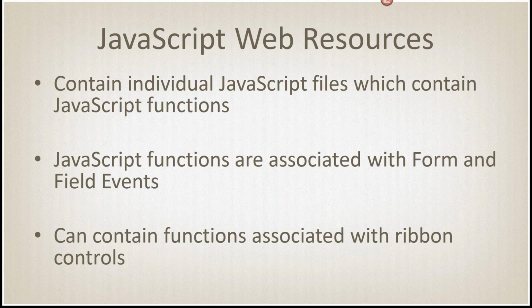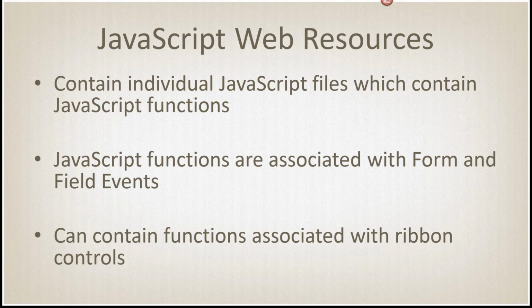So let's talk about web resources related to JavaScript. With 2011 and above, JavaScript is stored as a web resource, which is just a type of web resource. Within that is just a plain text file. You separate your JavaScript into functions. You associate those functions with form and field events. And then you can also use the ribbon. You can connect controls to functions inside of your JavaScript libraries as well. I'm not sure anybody's working with ribbon much, but that's a possibility as well.